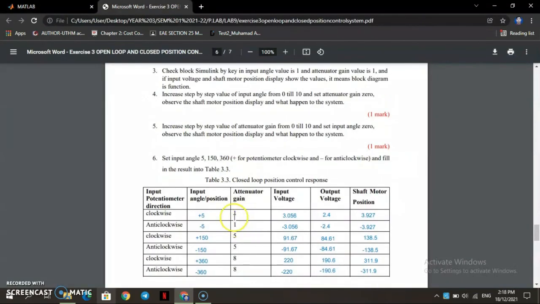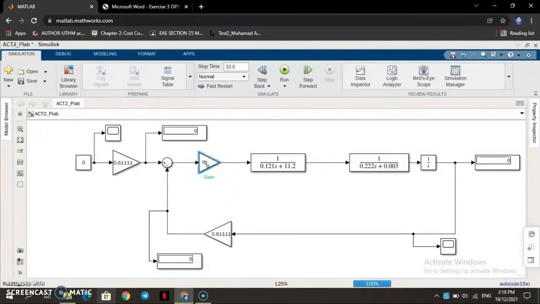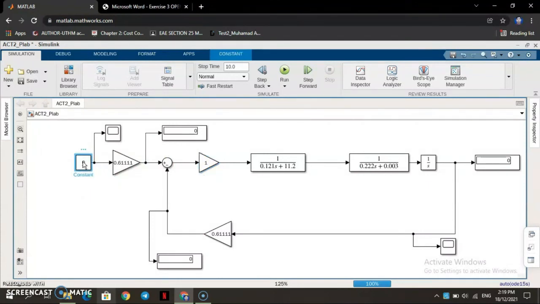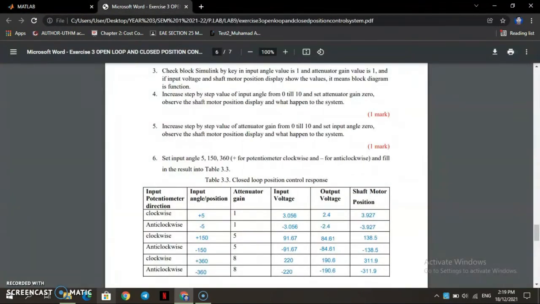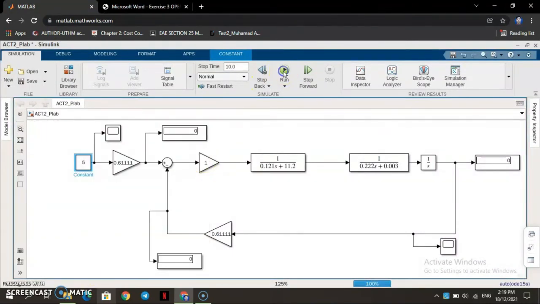And now for step number 6, we just need to set the input angle to 5, 150 and 360 for the clockwise and anti-clockwise. Basically for the input angle of 5, we need to set the attenuator gain to 1. So the first case for input angle is 5 in clockwise, which is 5. So we run the simulation to check the value of output angle.